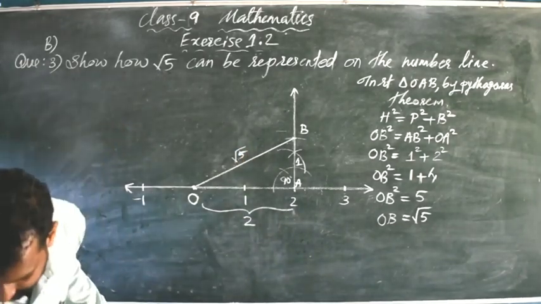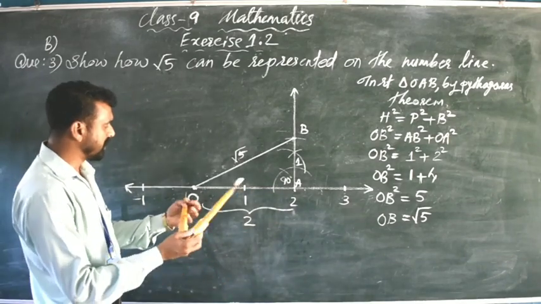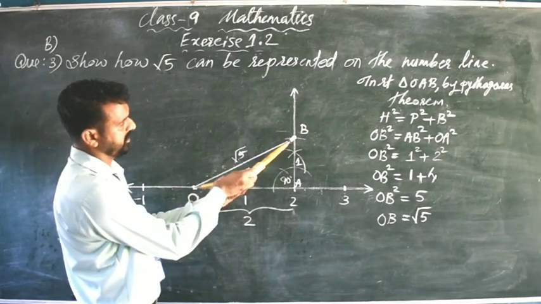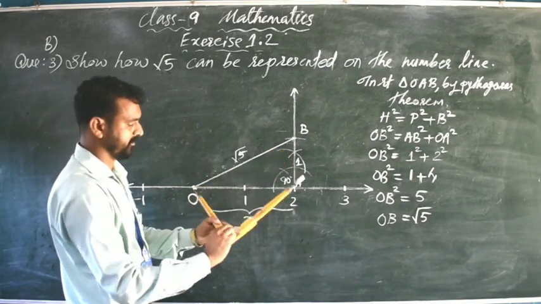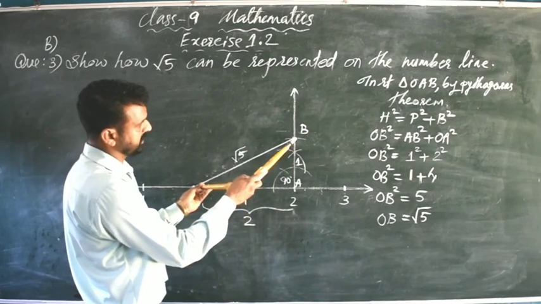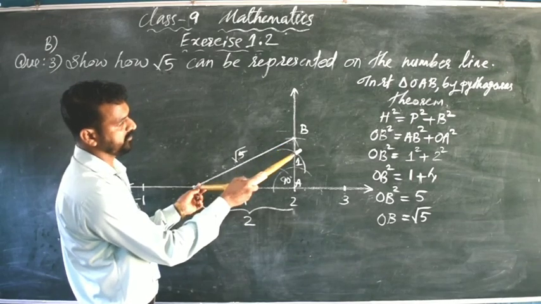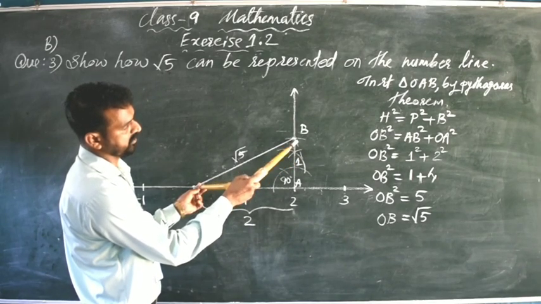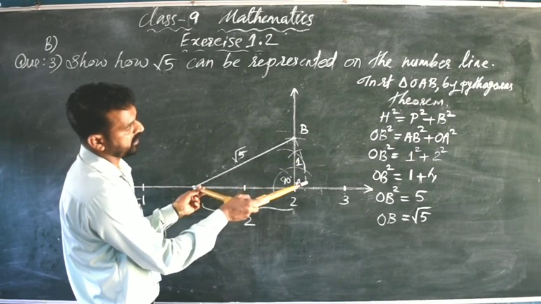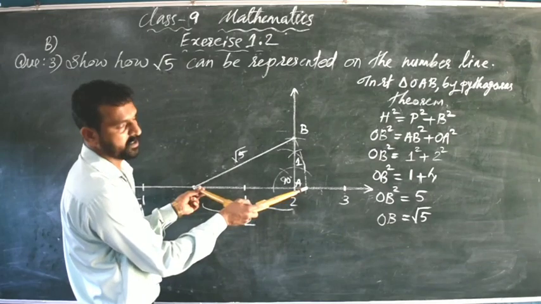Now that root 5 we have to mark on this number line with O as center and OB as a radius. OB as a radius, we have to draw an arc. That means this OB length is root 5. Here, dotted line only, this OB as radius, you have to draw an arc. It should be dotted line. And where it will touch on the number line, that point is root 5.